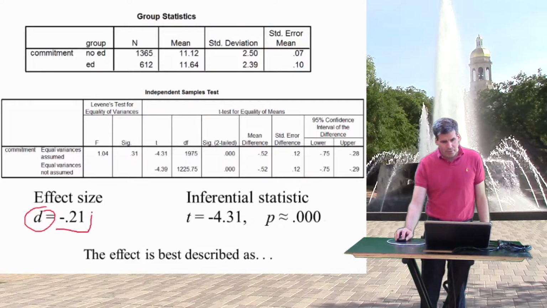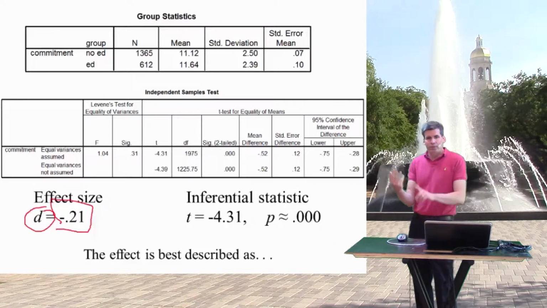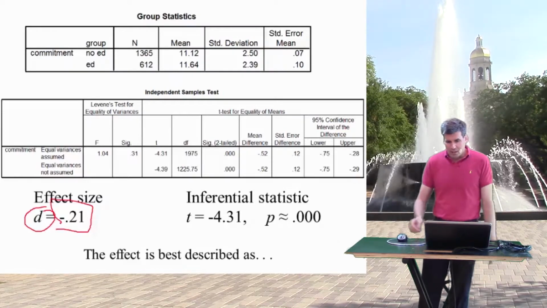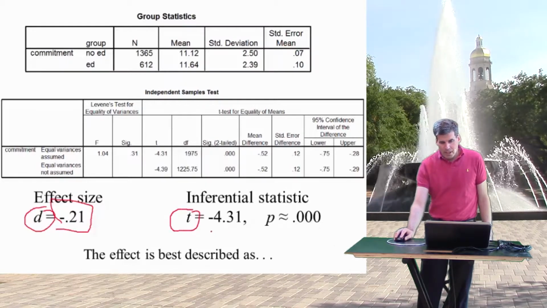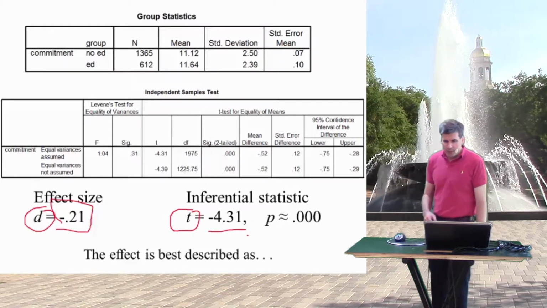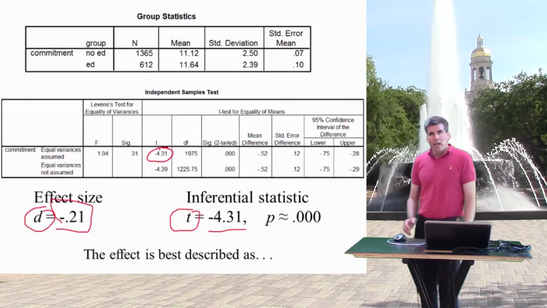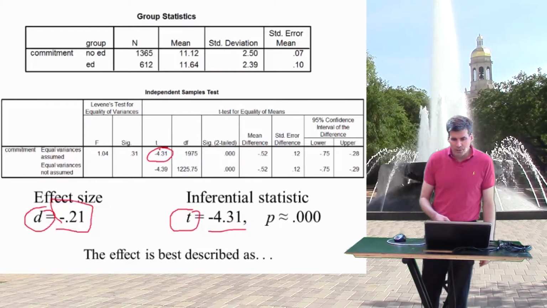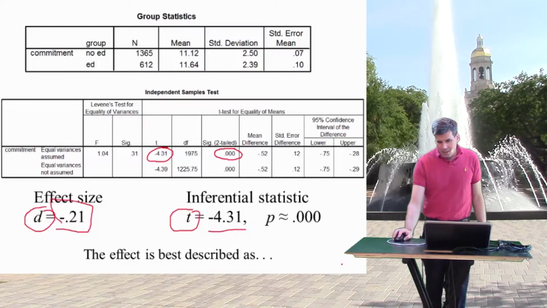We know our D is negative 0.21. So the name of the effect size is D, and the value is negative 0.21. Next, what about the inferential statistic? Our inferential statistic will be a t value. So the name of the statistic is t, and the value is negative 4.31. That's what we saw here. And then what is the probability of that t value, assuming the null hypothesis is true? What is our p-value? What is our significance? Well, we don't know exactly. It rounds to 0.000.